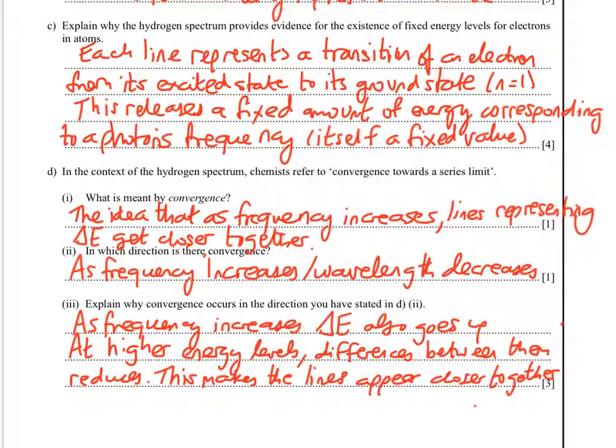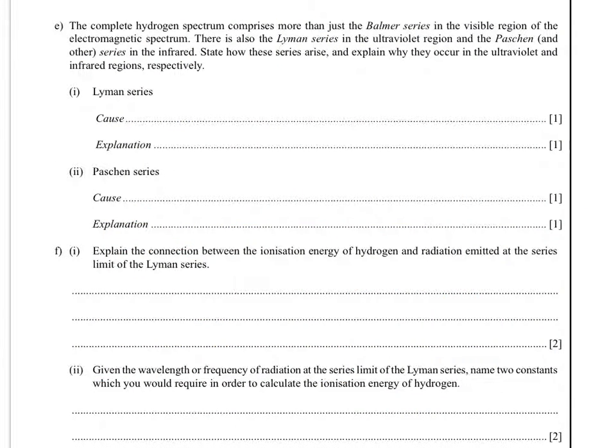So moving on to the next part of the set of questions. It says the complete hydrogen spectrum comprises more than just the Balmer series. There's also the Lyman series, which this clip has looked at a little bit more in detail, and the Paschen series, which we've also mentioned. It asks you to state how these series arise and explain why they occur in the ultraviolet and infrared regions respectively. So we've already said that the Lyman series is transitions back down to n equals 1 from n greater than 1. So n equals 2 down to n equals 1, n equals 3 down to n equals 1, n equals 4 down to n equals 1, etc.